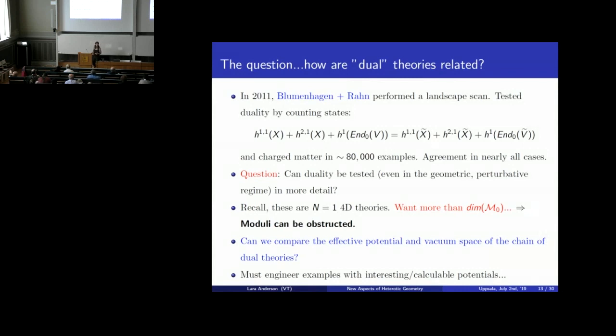So the first question I want to ask is, can we compare the effective potential in vacuum space of a chain of dual theories? Now, I haven't made this clear yet. I've been talking about pairs. So I say, have a GLSM, do a relabeling, come out as another GLSM. Frequently, there is more than one choice.